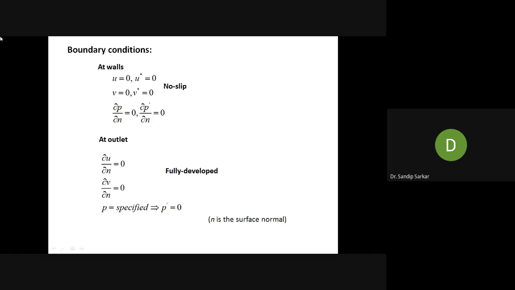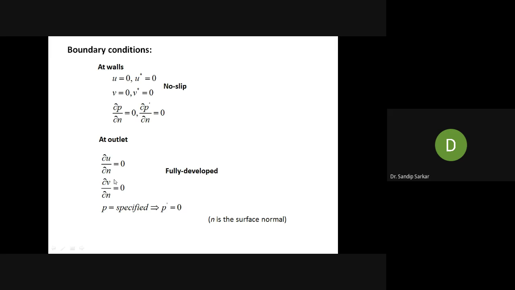What about the outlet? Outlet is a fully developed boundary condition. So how can we apply the fully developed boundary condition? Fully developed boundary condition is basically del u del n equal to 0. At the outlet, for the velocity, del u del n equal to 0, and for the velocity also del u del n equal to 0. It is a surface normal. This is basically called the fully developed boundary condition.